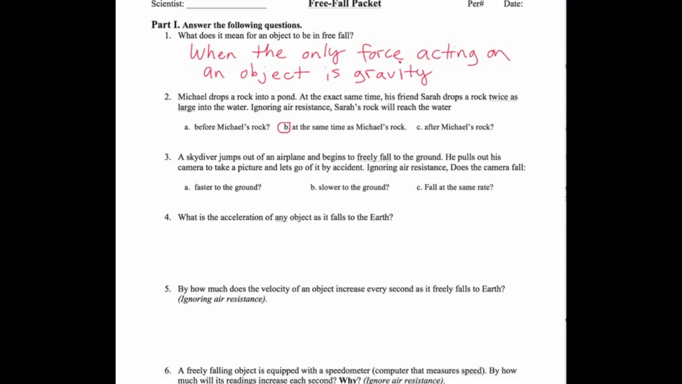Also, if a skydiver jumps out of an airplane and is in free fall to the ground, if he lets go of his camera, that camera will fall at the same rate that he falls. This is all ignoring the effects of air resistance.